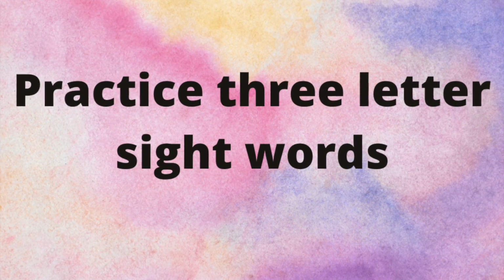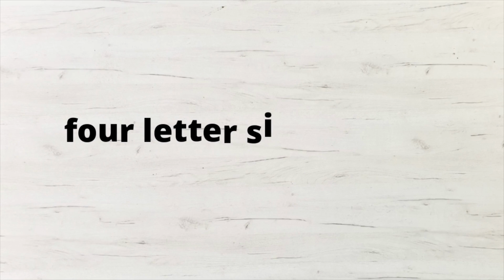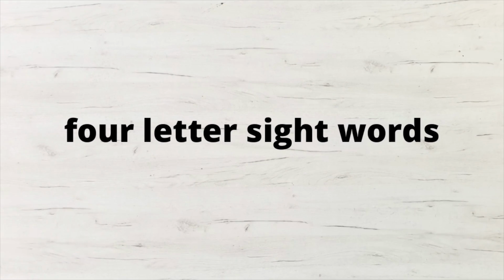So now we are going to practice 4 letter sight words. T, H, I, S, this. T, H, A, T, that. H, A, V, E, have.